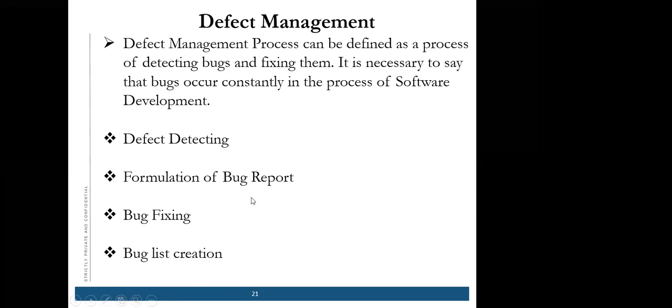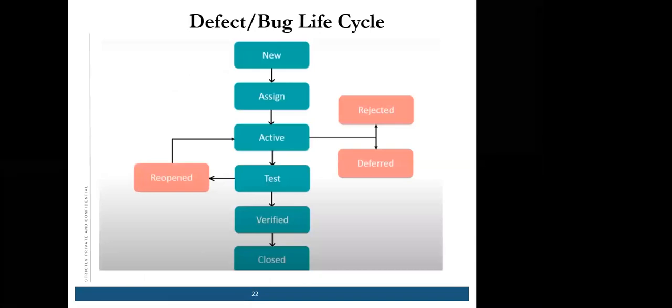Now comes the bug life cycle. This is also called the defect life cycle or bug life cycle. Okay. So when you report a bug, this is the life cycle you follow. Okay. So you go through these many steps. Once you start testing your application and execute your test cases, suppose you find a bug.